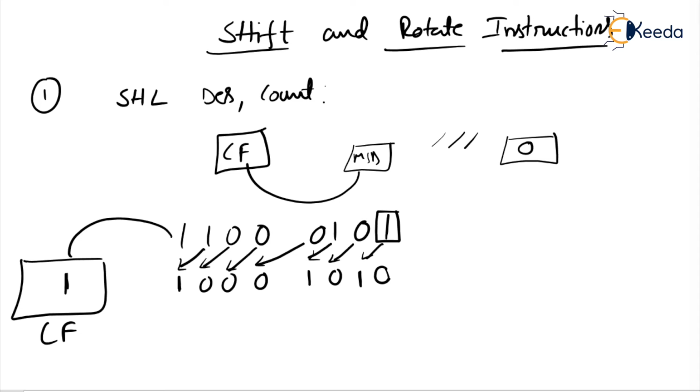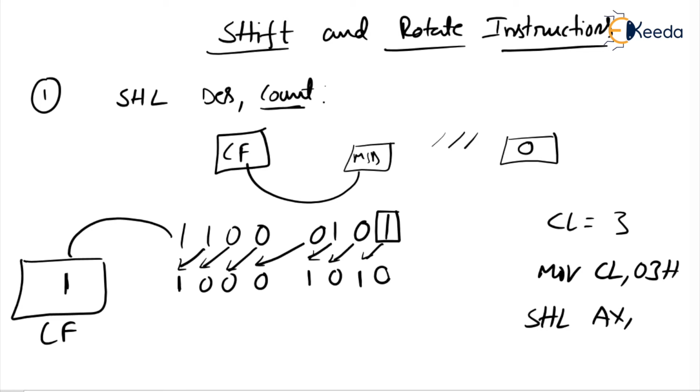Remember, count 1 is okay. If your count is 1, you can write it directly. Otherwise, you put the count in CL. For example, CL equal to 3 means MOV CL, 03H. Then you write SHL AX, CL.